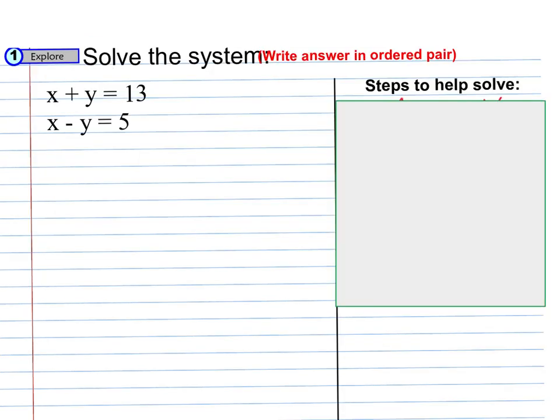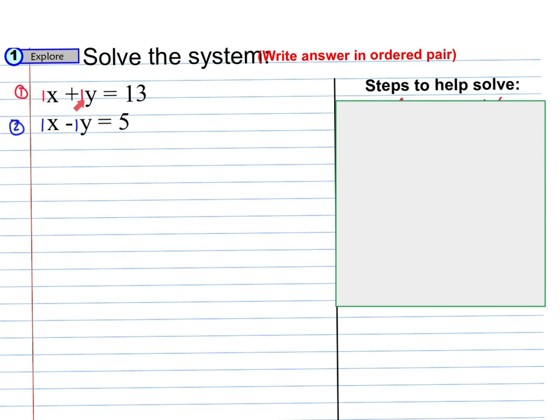So for this problem, remember the key thing about working on this is to analyze your coefficients. If you notice on both the x's, this is equation 1 and this is equation 2. For equation 1, we have a 1 here and a 1 there. So there's an invisible positive 1 here and a positive 1 there. For equation 2, there's an invisible positive 1 there and a negative 1 there.